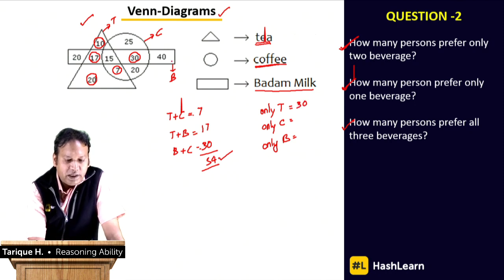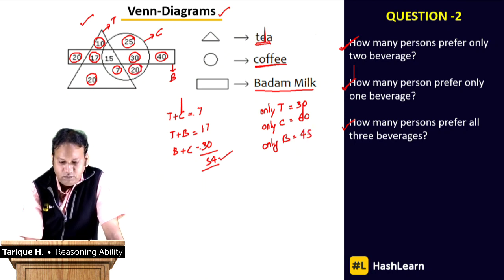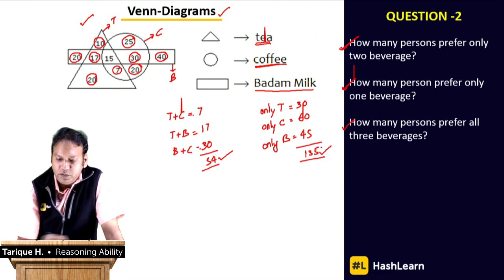Similarly, if you look at the rectangle, we get two numbers here, 40 and 20, which is 60. And if you look at the circle, we get two numbers, that is 25 and 20, that is 45. 60 plus 45 is 105, and 105 plus 30 is equal to 135. So that is your value here. That's the answer to question 2.